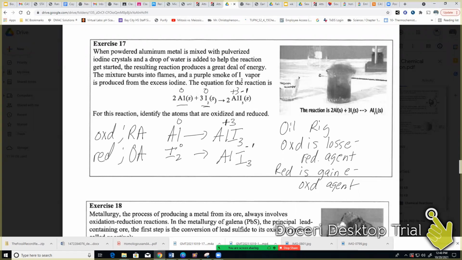Yes, ma'am. Because at this point right here, I had to assign one. And since it is a negative ion and it's a halogen, I gave it the negative value.